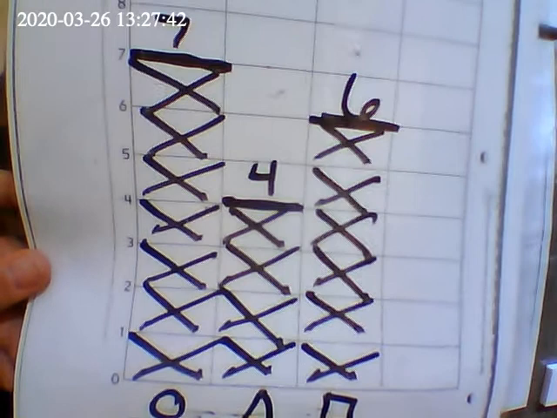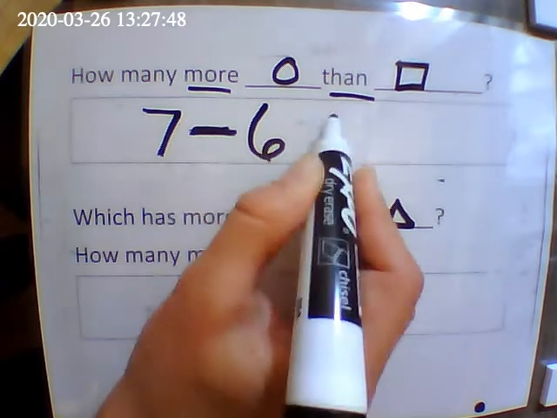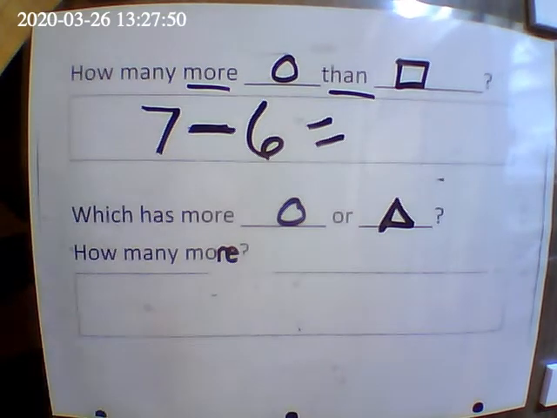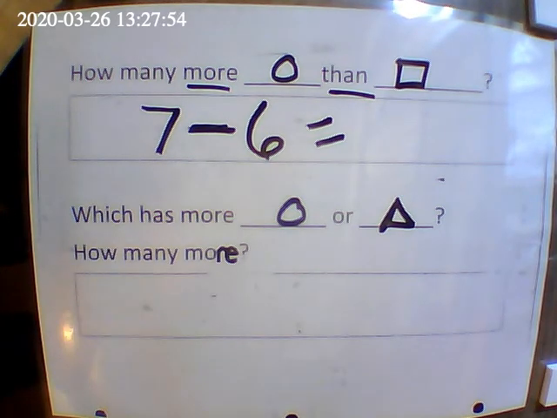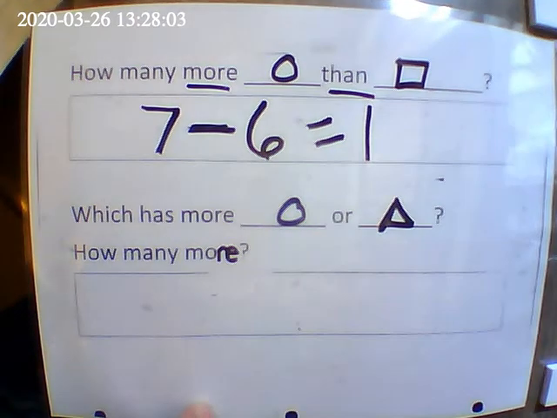So for circle and square, we look at our chart. When we're subtracting, the bigger one goes first. So which one goes first? The circles or the squares? Circle. 7 minus 6. So 7 circles minus the 6 squares to find out how many more circles there are. So solve. And the answer is 1 more.